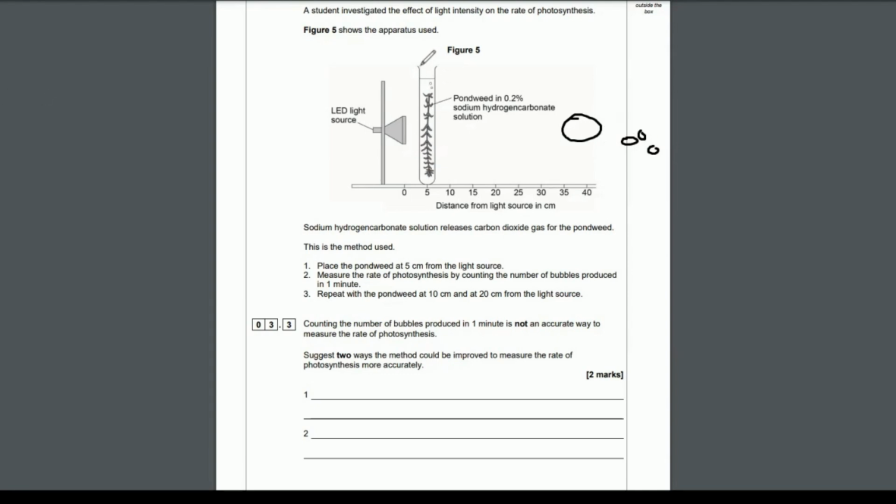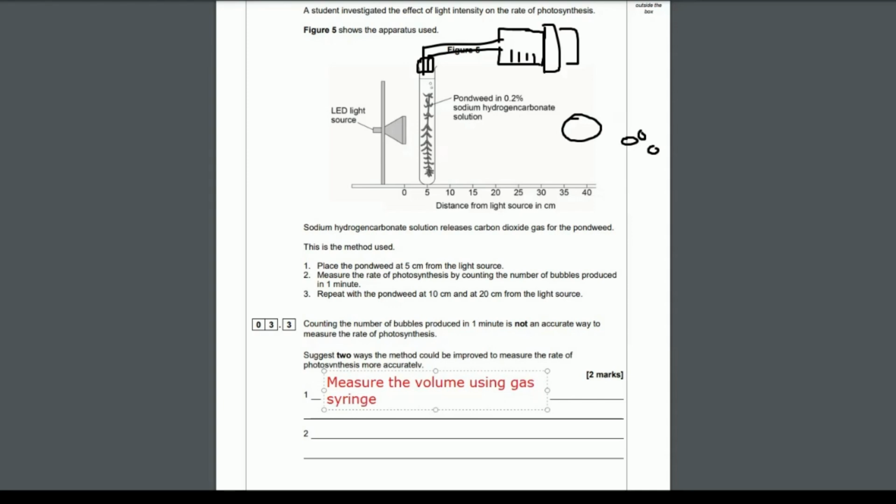So we need a special piece of equipment. What we do is we put a bung in here, and you've probably seen this before. It's called a gas syringe. If we connect a gas syringe, we will be able to measure directly the volume of oxygen given off. And that's much more accurate than counting bubbles, which can be different sizes. So we can use a gas syringe. You could also use a measuring cylinder filled with water and turned upside down, which is what you do in school a lot of the time to measure this. It didn't actually ask us what equipment to use, so I think just measure the volume would be fine. Measure the volume using gas syringe or measuring cylinder. There we go. I should probably say measure the volume of oxygen, just to make sure the examiner knows what it is we're measuring the volume of.